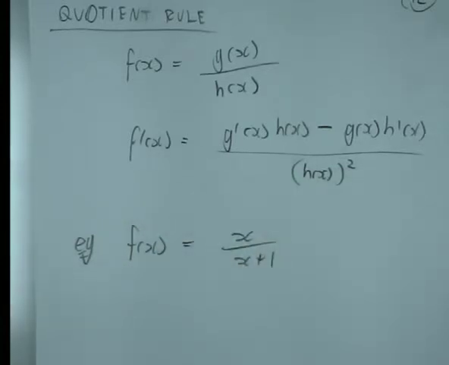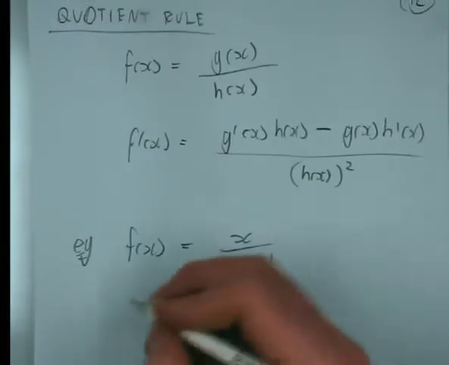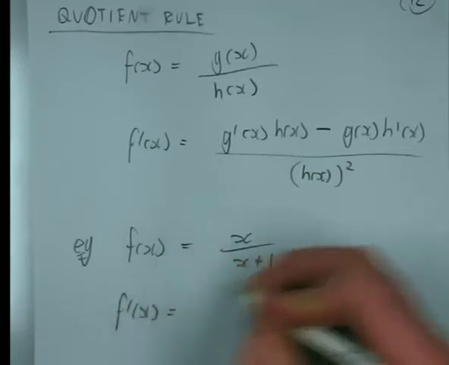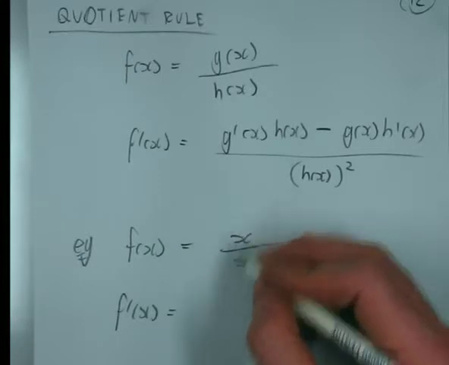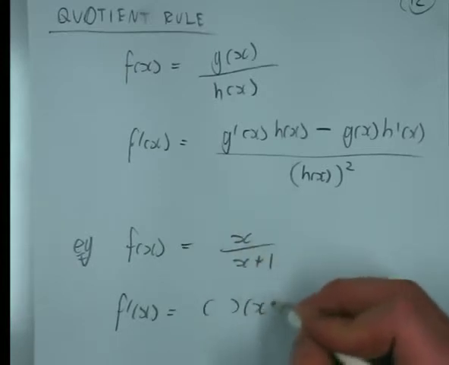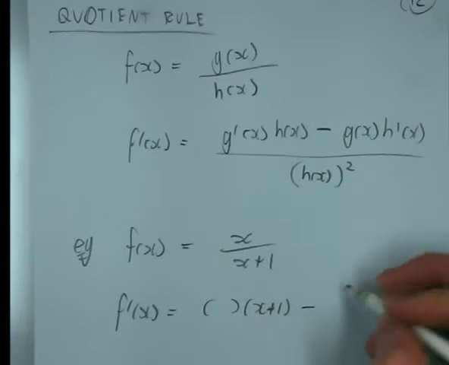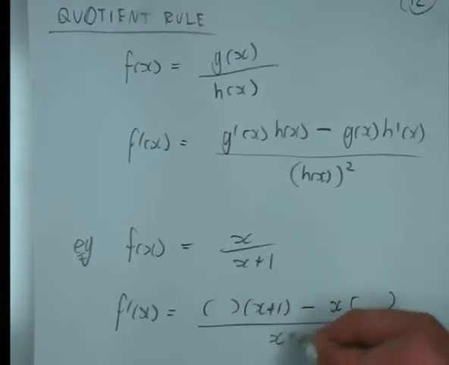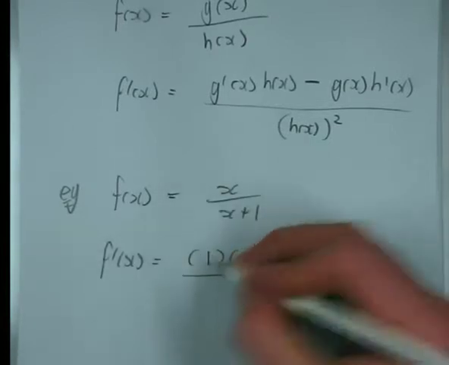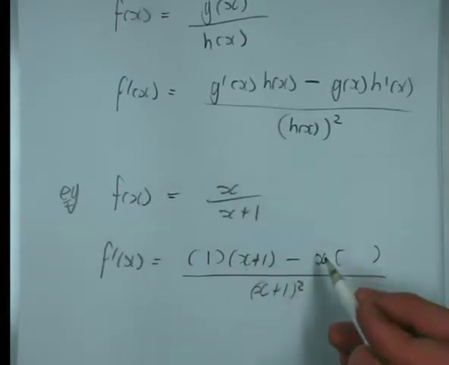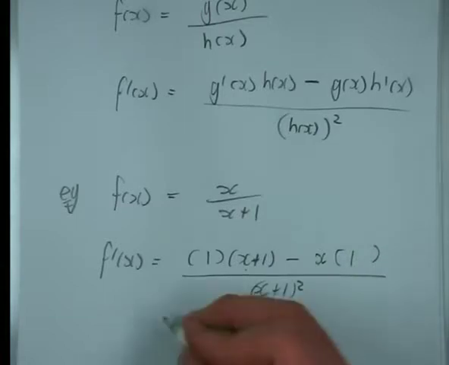Something like that is a classic quotient rule problem. And so we'll run through this. I've got to differentiate the top and keep the bottom. And keep the top and differentiate the bottom, and then square the bottom. Like that. So differentiate the top would be 1. Keep the bottom, keep the top and differentiate the bottom.